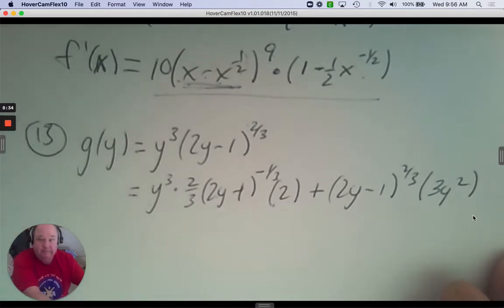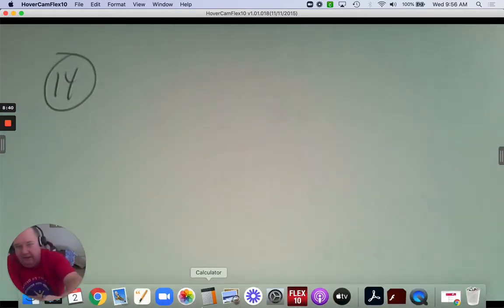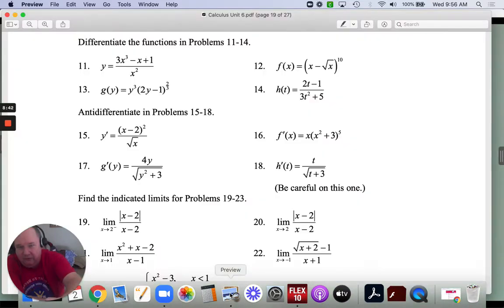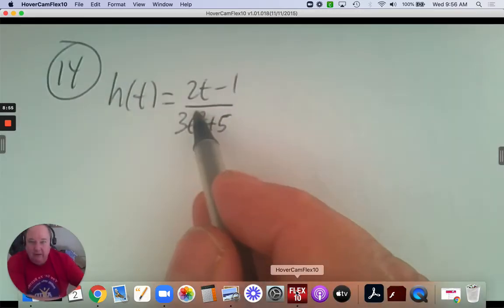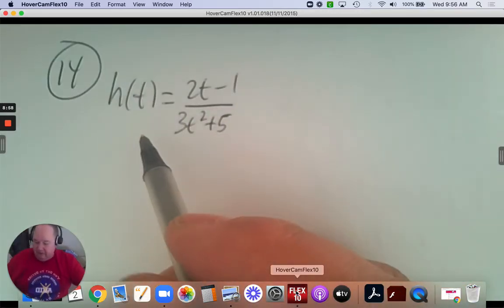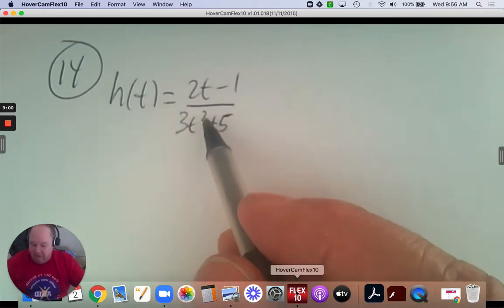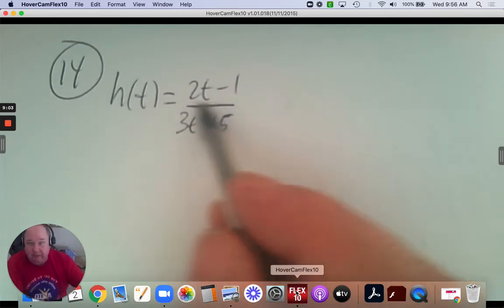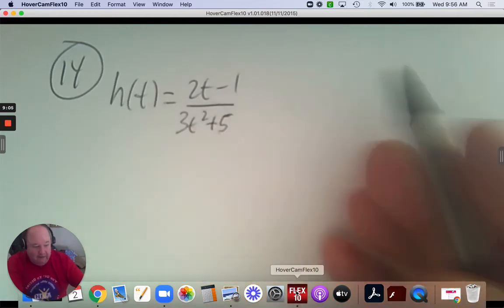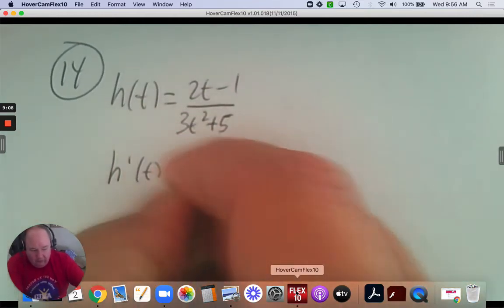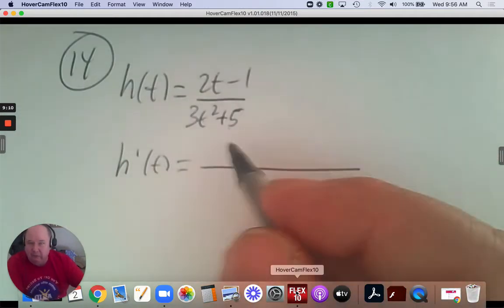Number 14. Again, I'll just keep reminding you, in case you don't, it's best if you press pause and try it first. So 2t subtract 1, over 3t squared plus 5. What I notice right away is that the denominator is a binomial, so it makes it challenging to separate this into different fractions to make it easier. So the binomial, 2 terms in the denominator, pretty well clears the way that this is going to be what's called the quotient rule. So I don't have to simplify it, but what is the quotient rule?